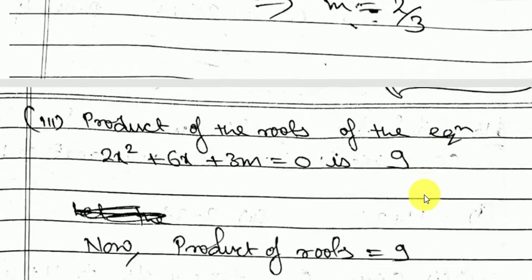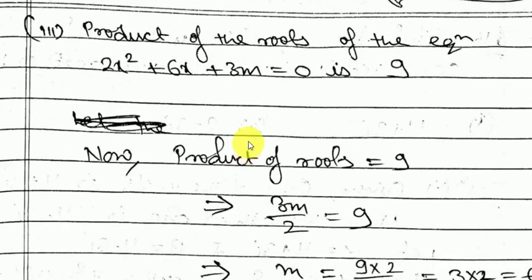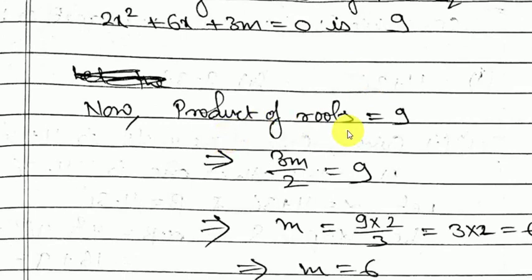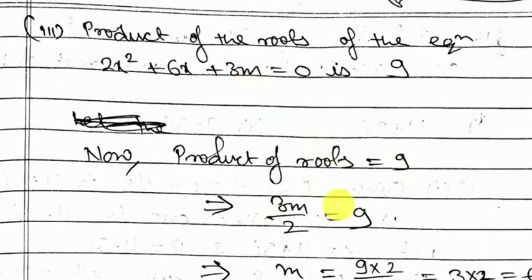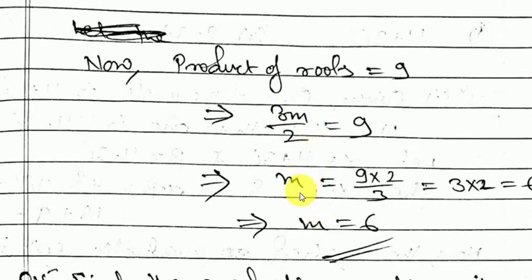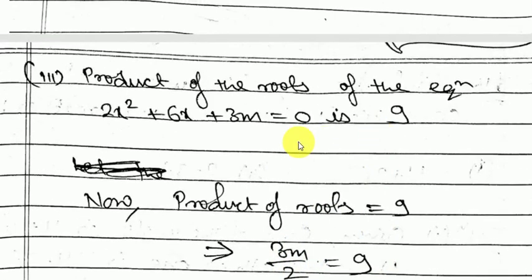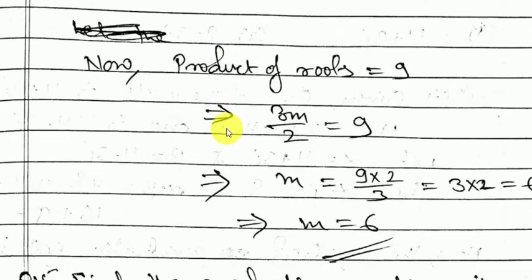Next, we are looking for the value of m so that the product of the roots is equal to 9. So the product of the roots of the equation is 9, in number 3. So we know that the product of roots should be equal to 9. But you know the product of roots is c upon a. So c is 3m, and a is 2. So put and get the value of m. M is equal to 6. So if the value of m is 6, in that case the product of the roots will be 9.